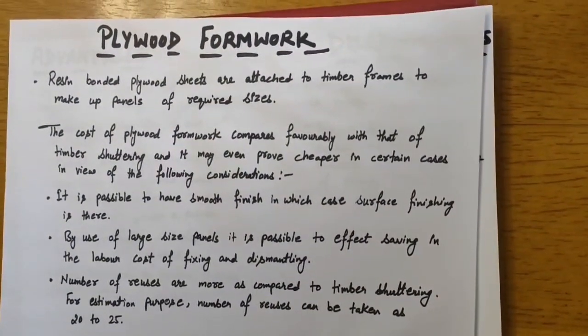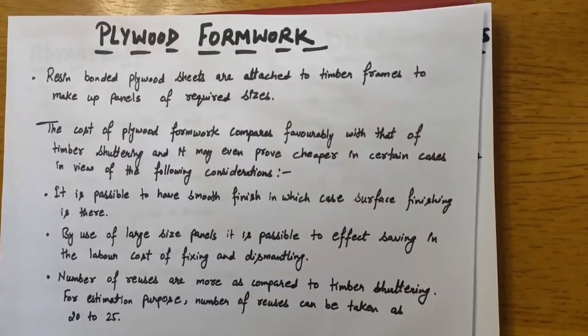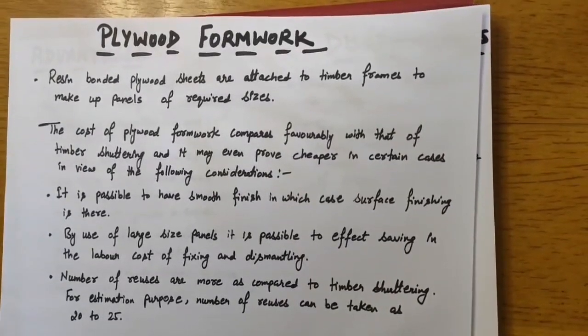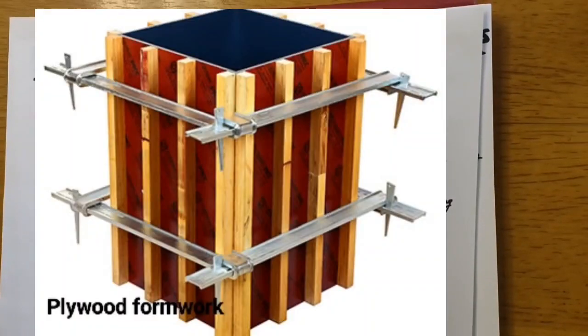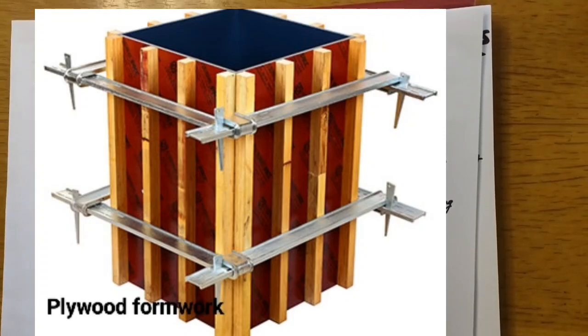Let's move to plywood formwork. Resin bonded plywood sheets are attached to timber frames to make up panels of required size. So the sheets are resin bonded plywood, and we use timber as the frames in this kind of shuttering.